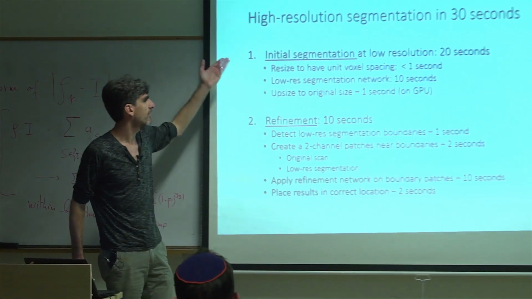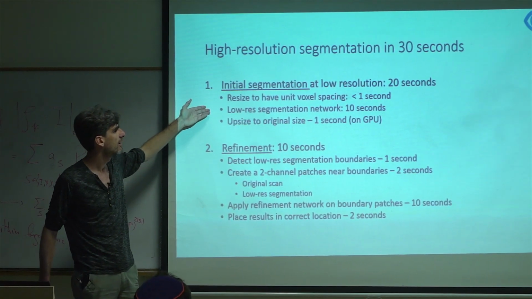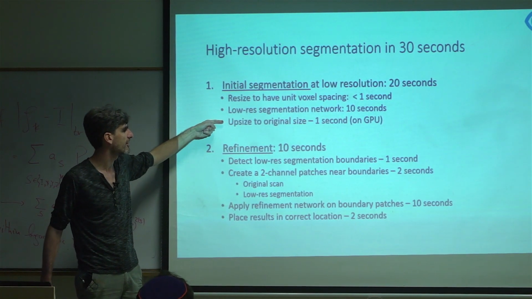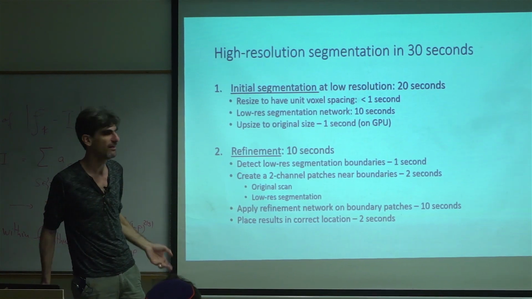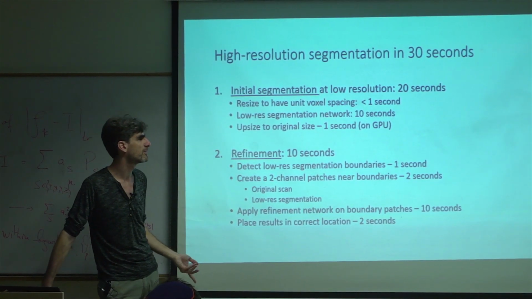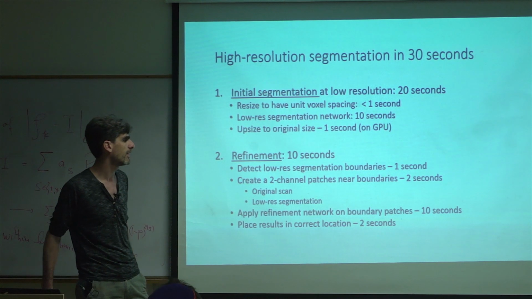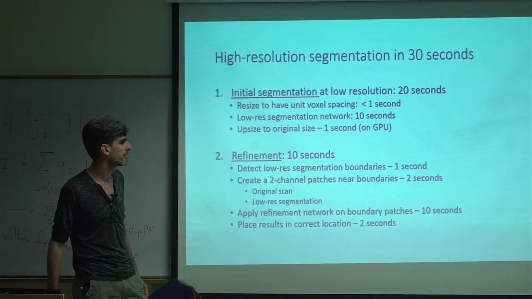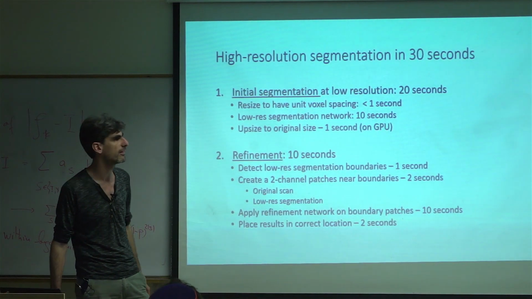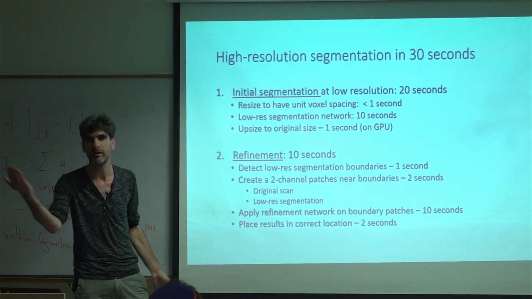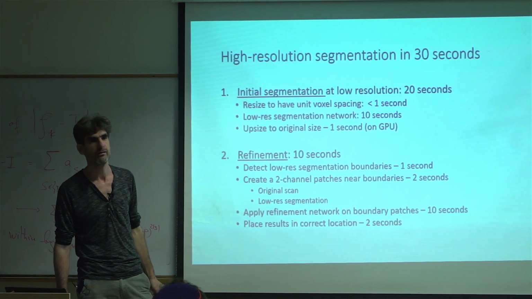Okay, so to summarize, we have our low resolution segmentation. This takes about 20 seconds, mainly for the network. Actually, that's 20 seconds if this is on CPU, because on CPU it takes 10 seconds just to upsize it back, a very simple operation. On GPU it's only 1 second. The refinement takes 10 seconds, again mainly for running the network itself on the boundary patches. Everything else is technical steps: preparing the data, upscaling, downscaling, and getting everything to run on the same GPU without moving back and forth, various software issues that should be solved.